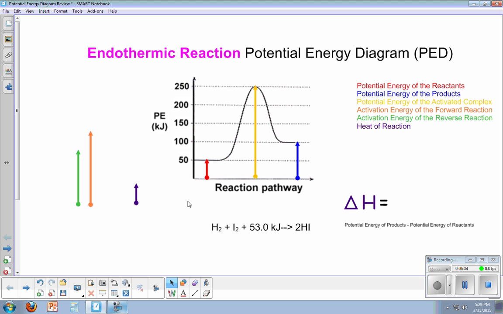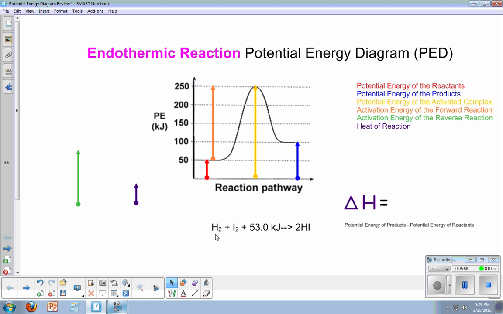If I wanted to show that in a line, I would have to start where my reactants are and have my arrow go up to the top of the peak. So that would be this orange arrow. Again, I can move this anywhere. This is still showing me the activation energy of the forward reaction. So we're more concerned with where it starts. It starts where my reactants are, and it goes up to that top peak.